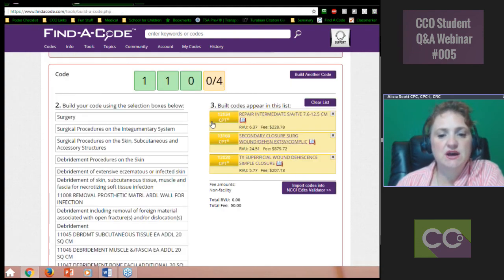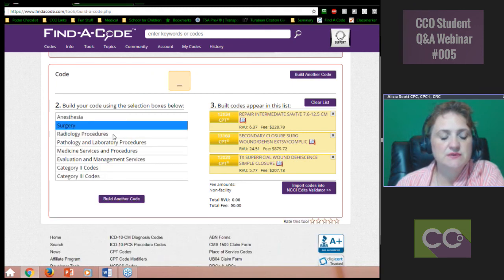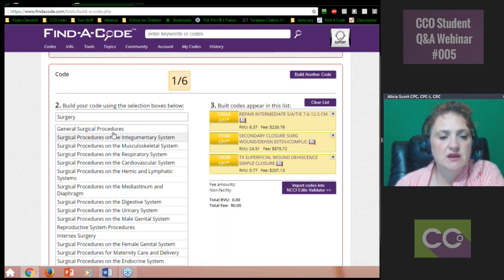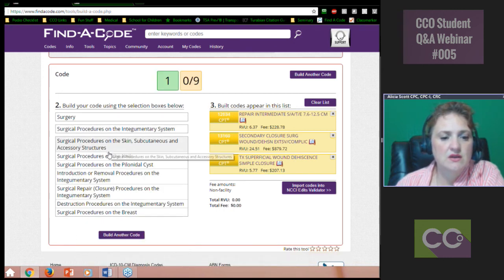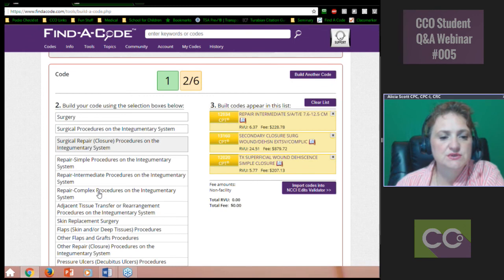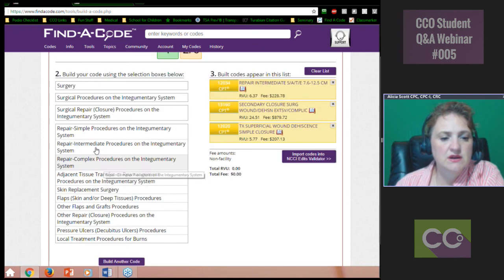So let's bring up this code, 13160. So let's try to build this again. Surgery. And then integumentary. I don't think. And then surgical, no, that's surgical repair or closure. Let me do that one. 2. Integumentary complex.